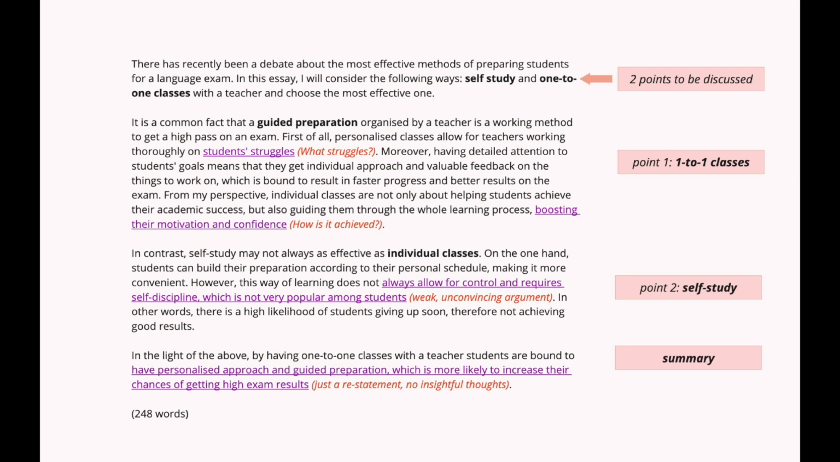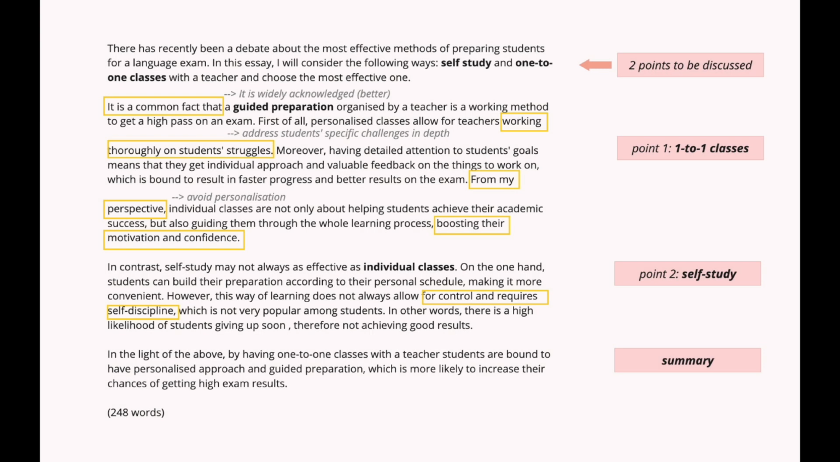Similarly, the claim about self-study lacking control and requiring self-discipline is too general. The argument that it's not popular with students is weak and unconvincing. What's more, the conclusion is simply a restatement of the introduction without offering any insightful final thoughts why individual classes are more effective. Let's move on to the next criterion, communicative achievement, which is closely connected with content.